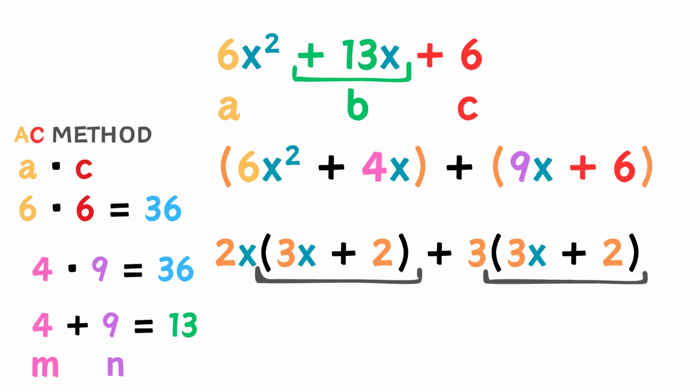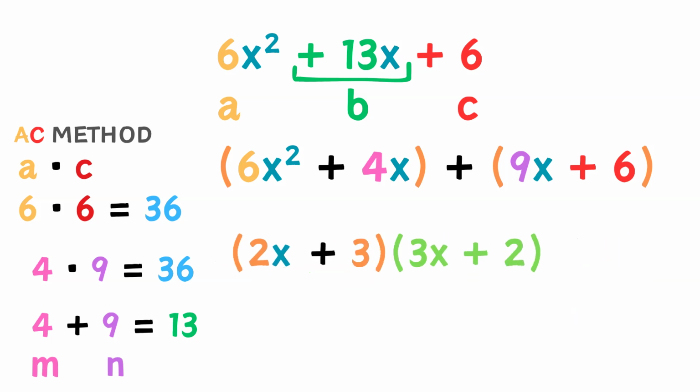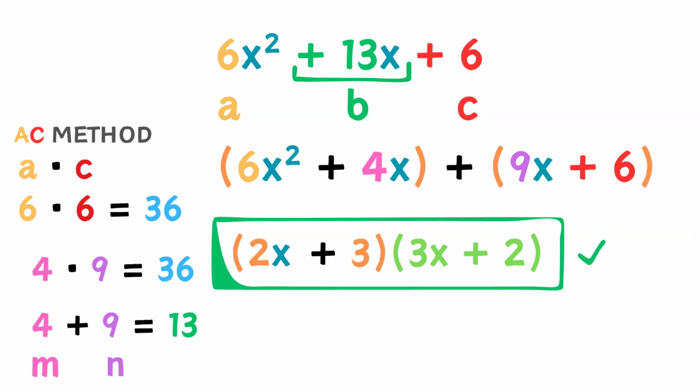Now, notice that the parentheses here are the same, 3x plus 2. Because both groups have the same binomials, think of it as a common factor, like a single variable. That means we can factor it out. Factoring, we get 2x plus 3 times 3x plus 2. And there we go, it's factored.